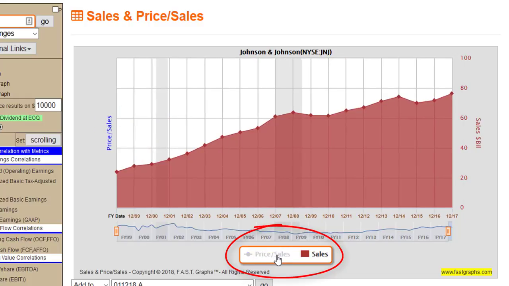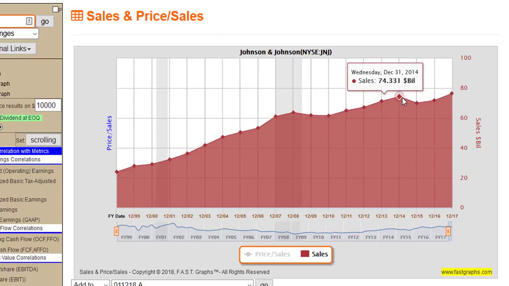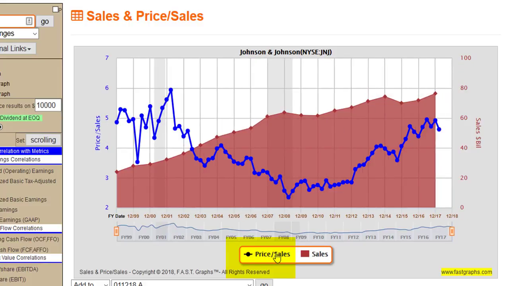I'm going to take price to sales off here, and if you point to these triangles, this just tells you what the company's gross sales were for each of these fiscal year ends. In this case, it's a December 31st fiscal year. And then the price to sales graph just gives you the current price to sales. And currently, J&J in this example is trading at 4.6 times sales.